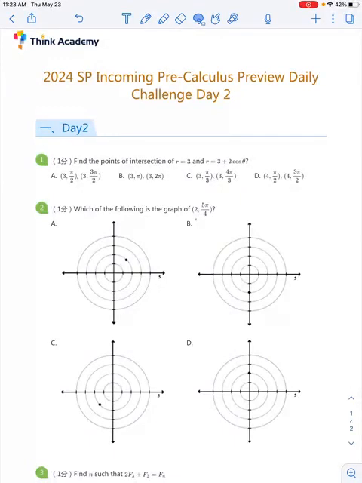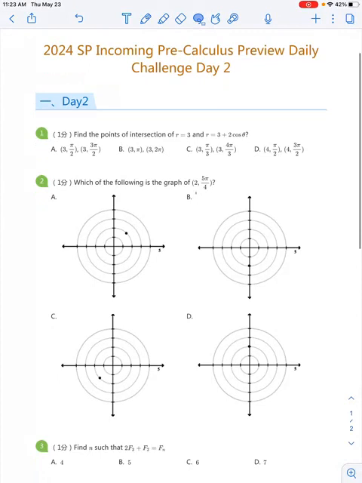Okay, so let's take a look at the second day of the pre-calculus preview practice. For this set of practice, again, we are going to learn most of this in our summer pre-calculus class. So if you feel like something you didn't know about, or the problems are too hard, it's okay, because we are going to learn this again in the summer. Alright, so let's take a look at the first problem.